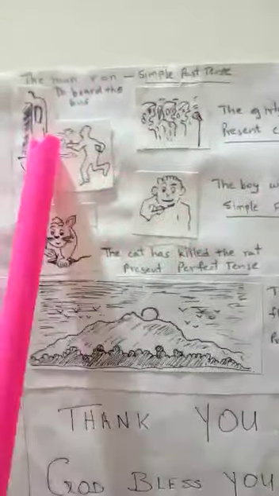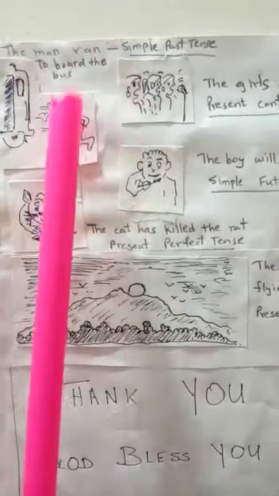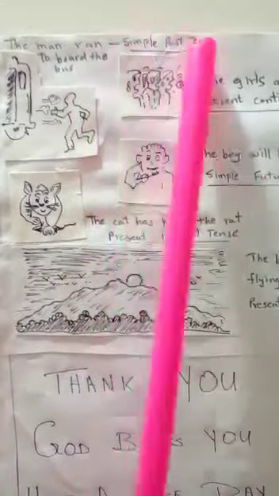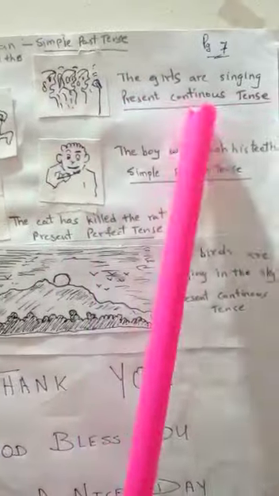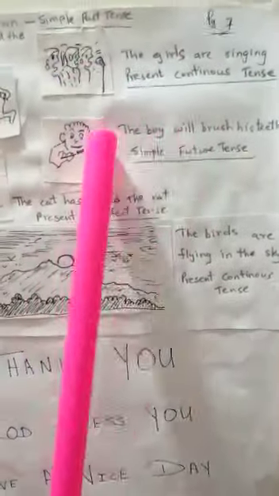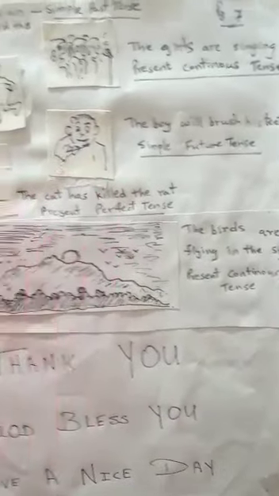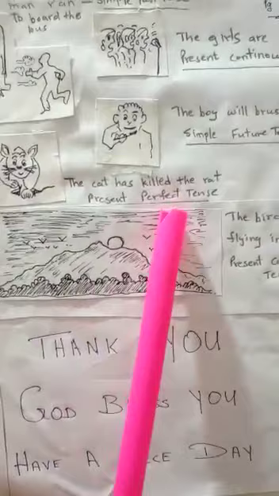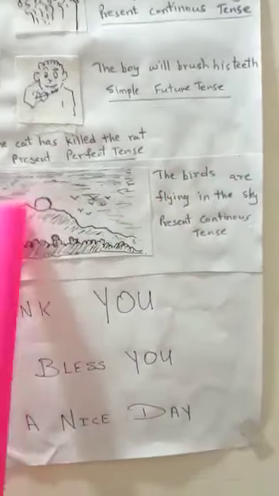Here are some examples of some of the tenses. For example, the first one, the man ran to board the bus. It's the simple past tense. Here I have written simple past tense. The girls are singing. Present continuous tense. The boy will brush his teeth. Simple future tense. The cat has killed the rat. Present perfect tense. The birds are flying in the sky.